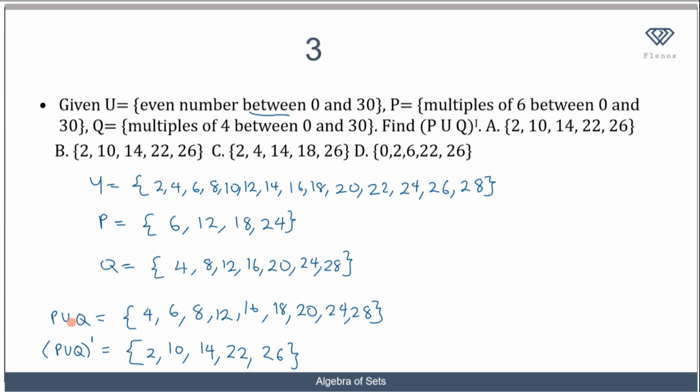So the complement of P union Q is given as the set containing 2, 10, 14, 22 and 26, and that corresponds to option A. If you notice, option A and B are the same, so you can choose either one. But as you can see the idea, first we found P union Q, then we found the complement by looking for elements that are not contained in P union Q but are contained in the universal set.